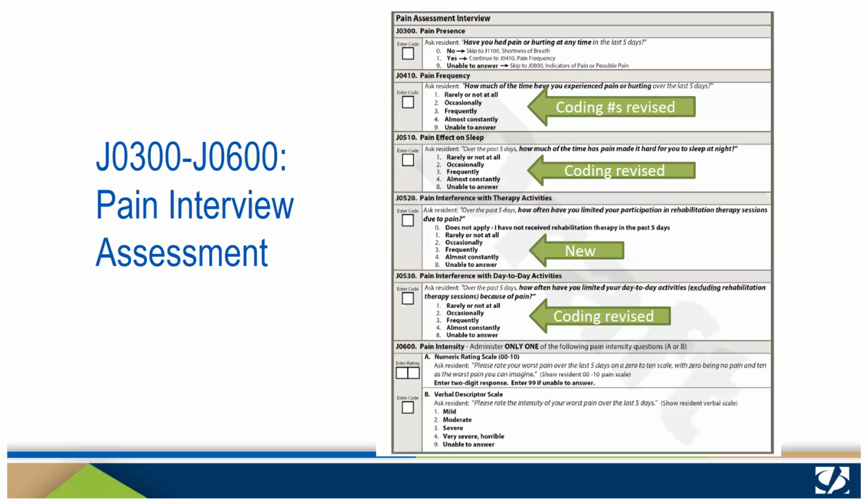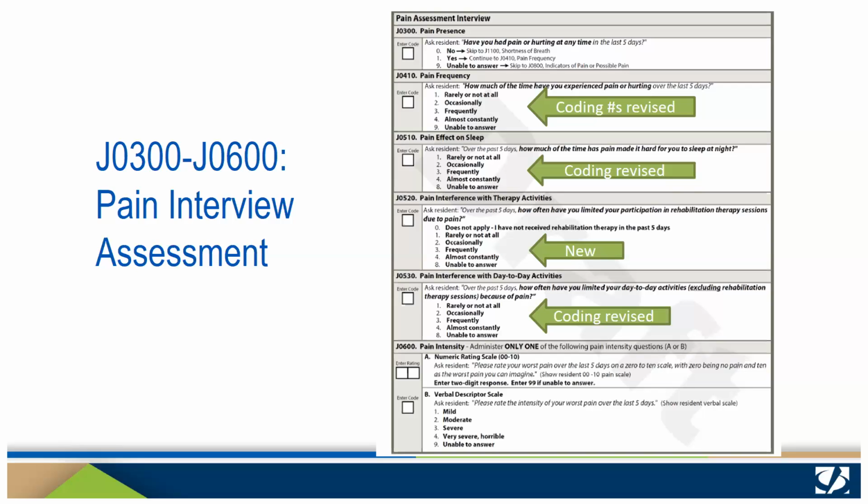We're going to do the same thing with jumping down to J0530, our day-to-day activities. Again, instead of it being a yes or no, we're now asking how much of the time does that interfere with your day-to-day activities. And then the new question that they added was, how often has the pain limited your participation in rehabilitation therapy sessions? So we've added a code of 0 in case the resident is not on therapy.